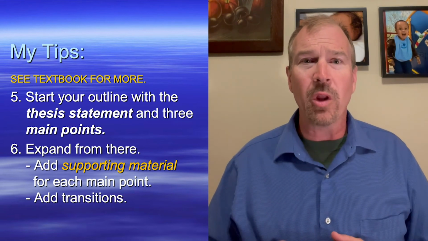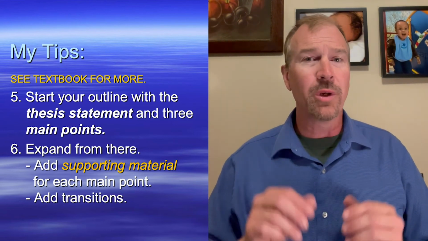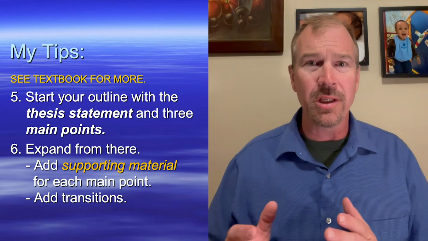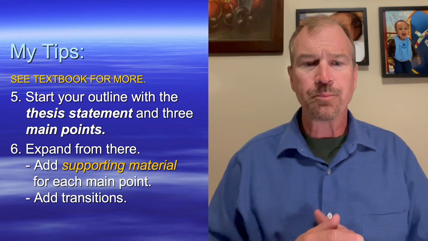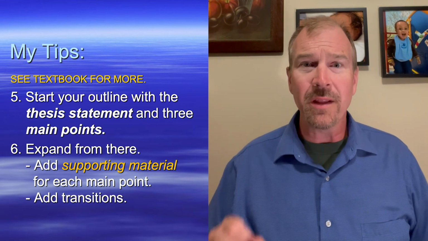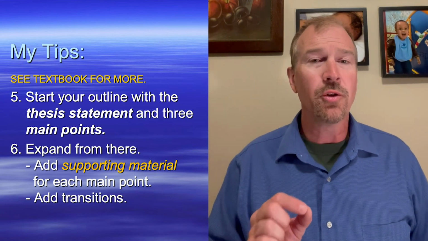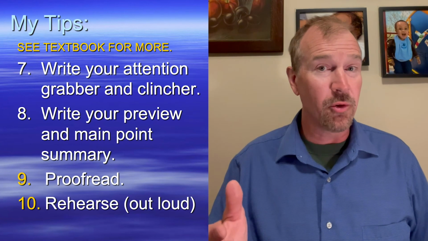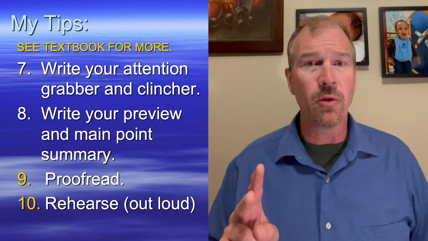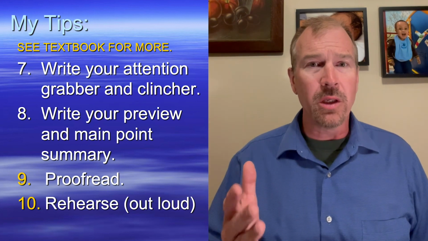So for each main point, I will add supporting material or evidence to prove or to illustrate or to explain or to elaborate on my main point. And then you add transitions to help us go from one point to another. After you've done this, so you write your thesis statement, you write your main points, then you provide subpoints. Those are the evidence to prove or to illustrate your main points. After you've got those and your transitions, now write a powerful attention grabber and write a powerful summary or clincher for the end. Then, after you've done all this, proofread.